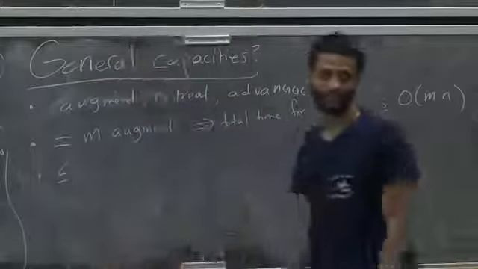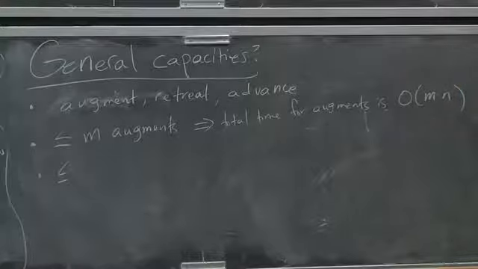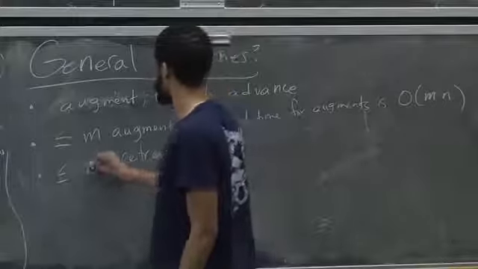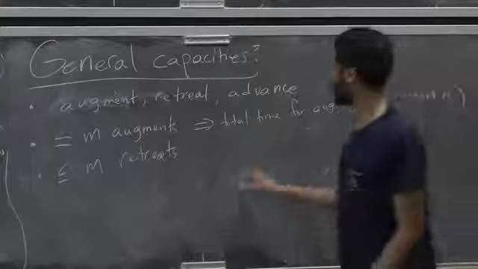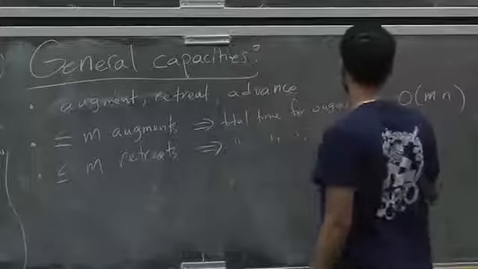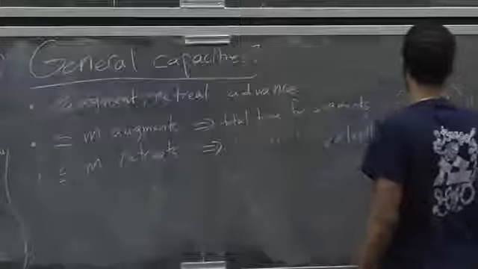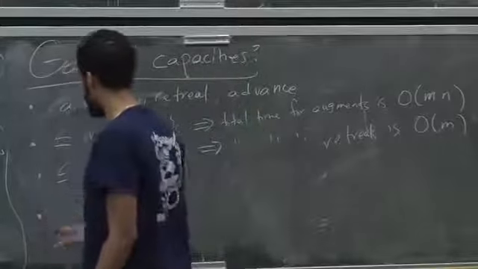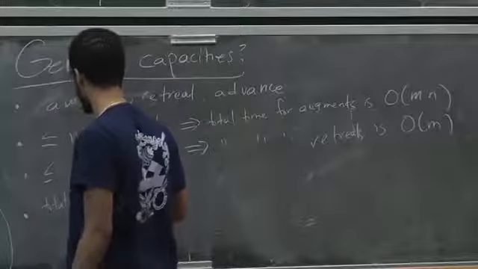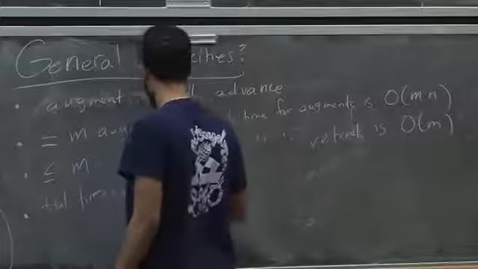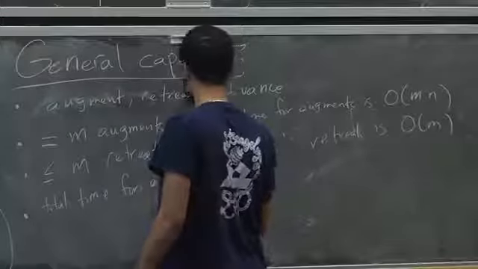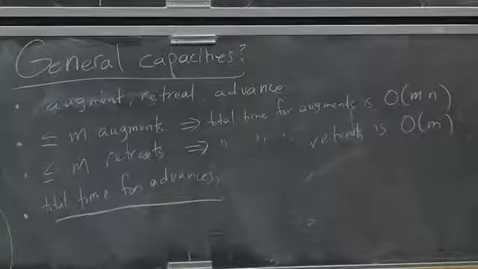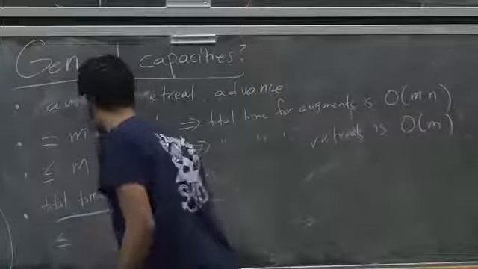How many retreats can there be? m, right? Because when we do a retreat, we delete the edge. That implies that the total time for retreats is O of m. A retreat is just a constant time thing. You delete the edge. So now how about the total time for advances?